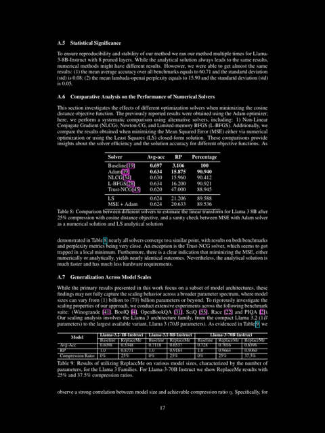Nearly all solvers converge to a similar point, with results on both benchmarks and complexity metrics being very close. An exception is the Trust-region CG solver, which seems to have been trapped in a local minimum. Furthermore, there is a clear indication that minimizing the MSE either numerically or analytically yields nearly identical outcomes. Nevertheless, the analytical solution is much faster and has much lower hardware requirements.